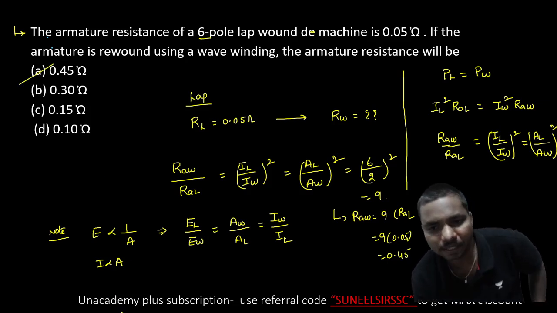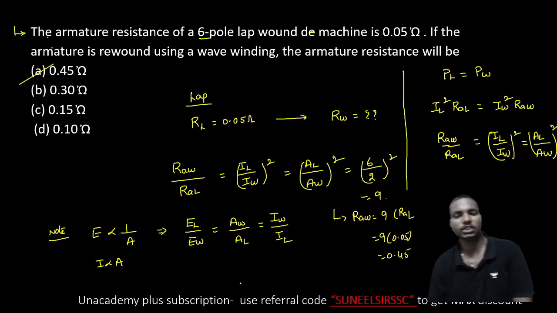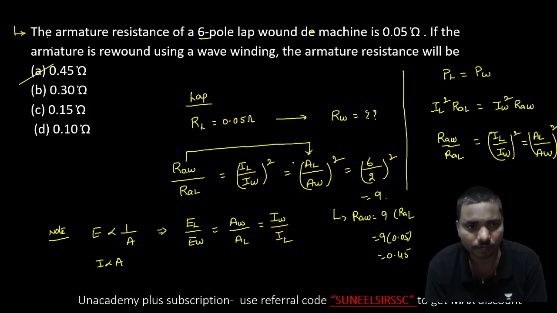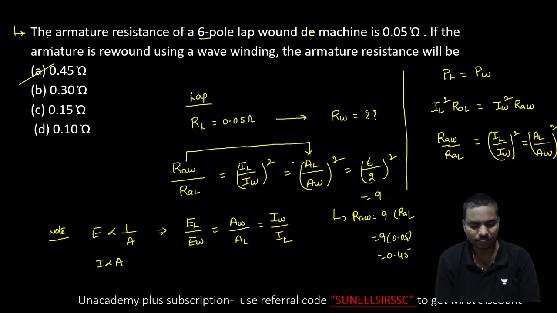In the examinations there is no need to derive all this. You just have to remember that R_AW by R_AL is equal to A_L by A_W whole square. If you substitute that formula directly, you can get the answer.